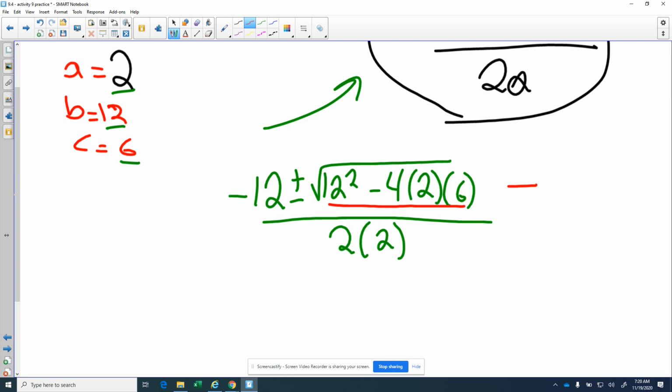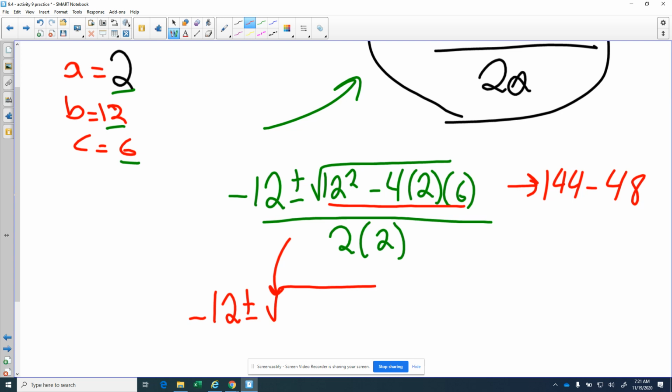If I were to simplify that, that would come out to be 12 squared, which is 144, minus 4 times 2, which is 8, and then 8 times 6, which is going to be 48. If I were to subtract those out, oops, I don't want to make that look like a negative either. That's supposed to be an arrow. There we go. So underneath the square root, that's what I'm going to be left with. So that square root value is going to turn into negative 12 plus or minus the square root of whatever this simplifies to be, which comes out to be 96, all over 2 times 2, which is 4.